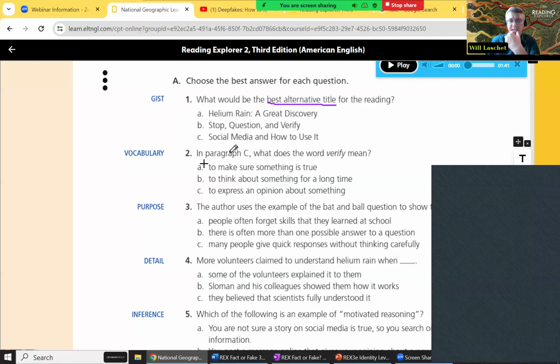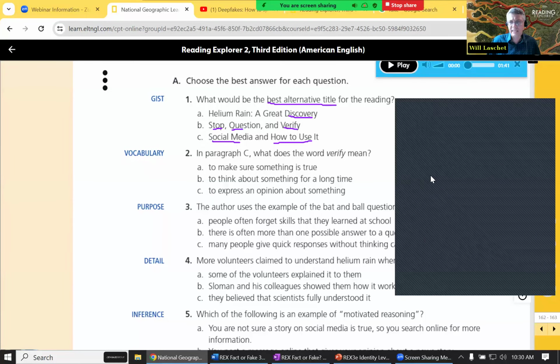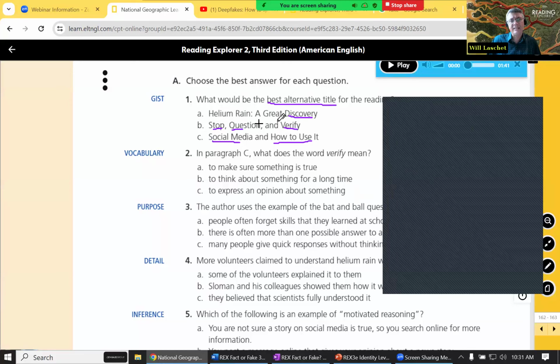Okay, so we've got three titles here. We've got Helium Rain, A Great Discovery. We've got Stop, Question, and Verify. And we've got Social Media and How to Use It. So let's look at the first one, helium rain. Now, this article, did it talk about helium rain? So lots of you giving me answers here. Let's do it together this way. Did it talk about helium rain? This article, do you remember it mentioning that? It did. Okay, and it says here, a great discovery. Now, is helium rain real? It's not real, right? So we know it's not real, so it's not a discovery. So we know that's definitely not the right answer.